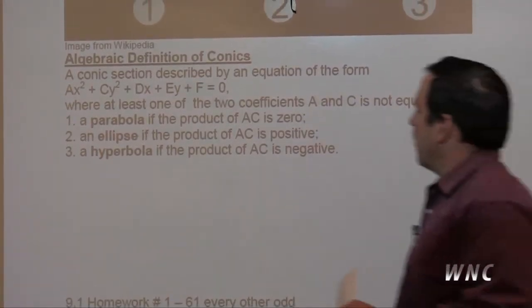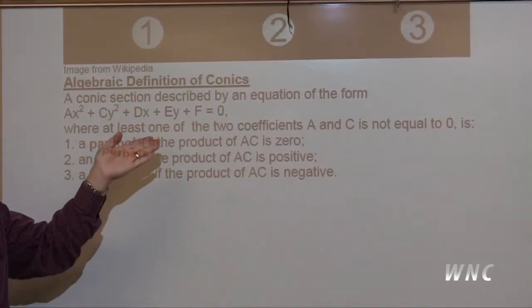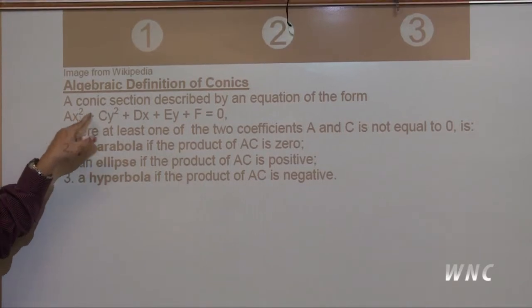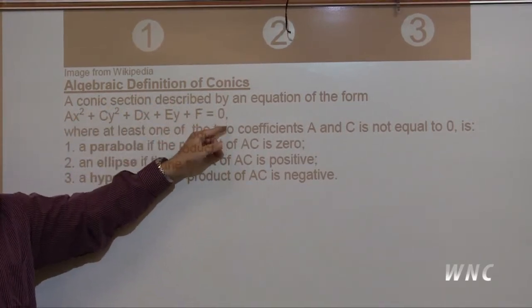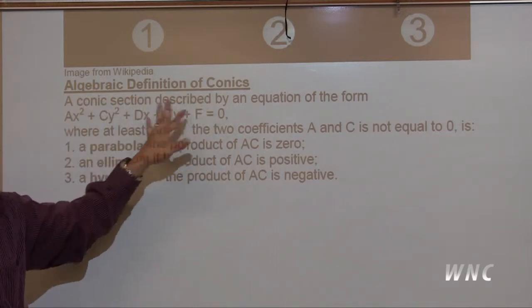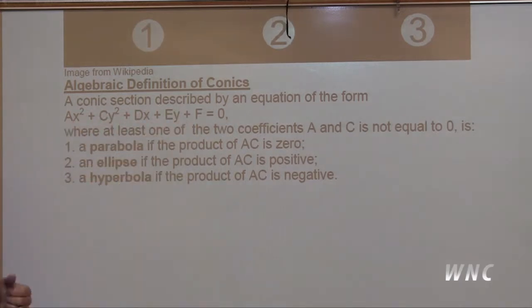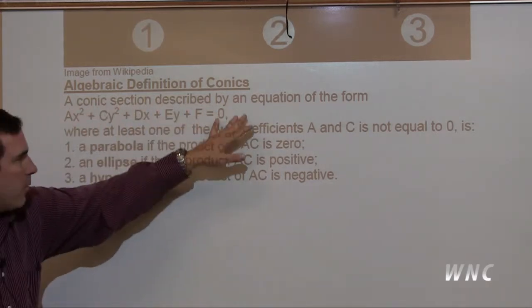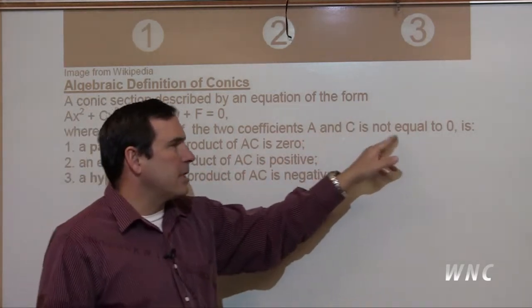Okay, the algebraic definition of conics. A conic section is described by an equation of the form ax squared plus cy squared plus dx plus ey plus f equals 0. Now I want to point out they won't have all these, some of these values will be 0, so they're not going to have too many values in there. This is the general form for conics, where at least one of the two coefficients a and c is not equal to 0.